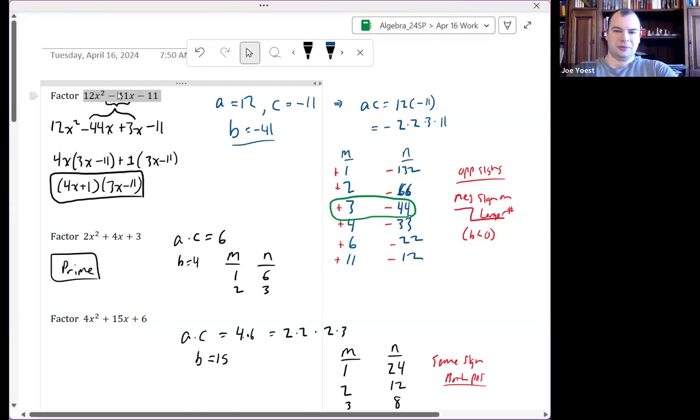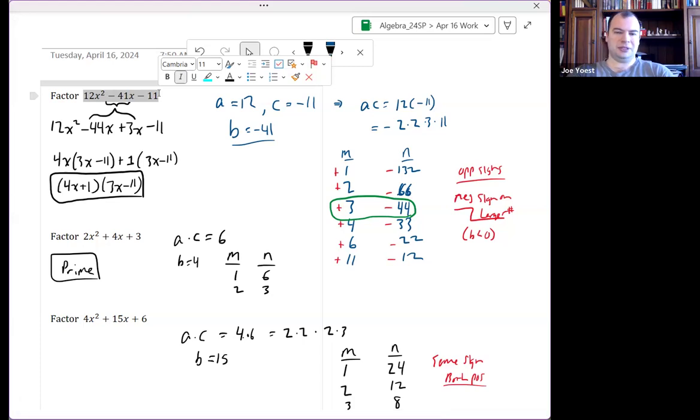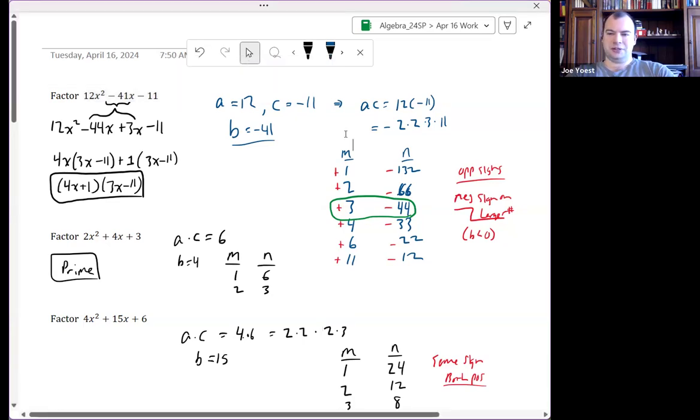So starting with 12x squared minus 41x minus 11, we see that a times c equals 12 times negative 11. Or if we factor that to make it a little easier to find our m and n list, that's negative 2 times 2 times 3 times 11. And as an aside, I note that there are no common factors I can factor out at the beginning here. 11 is a prime number, so the only thing I could maybe potentially factor out is an 11. But of course, 11 doesn't go into 12, so greatest common factor is just 1.